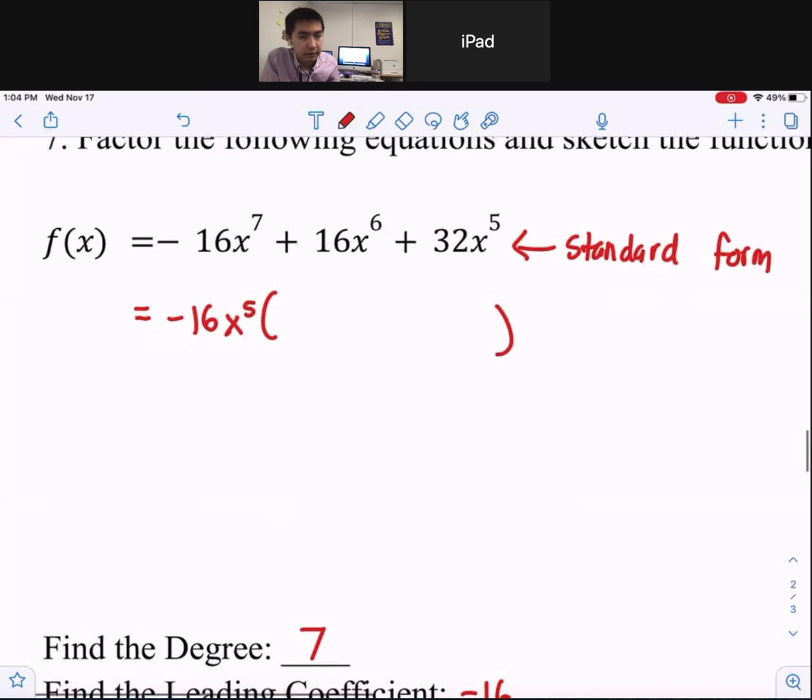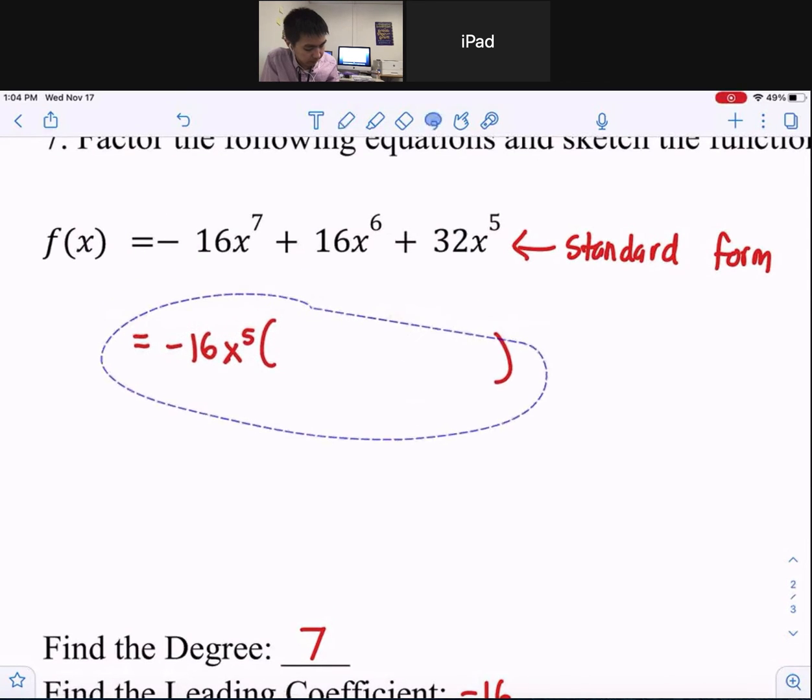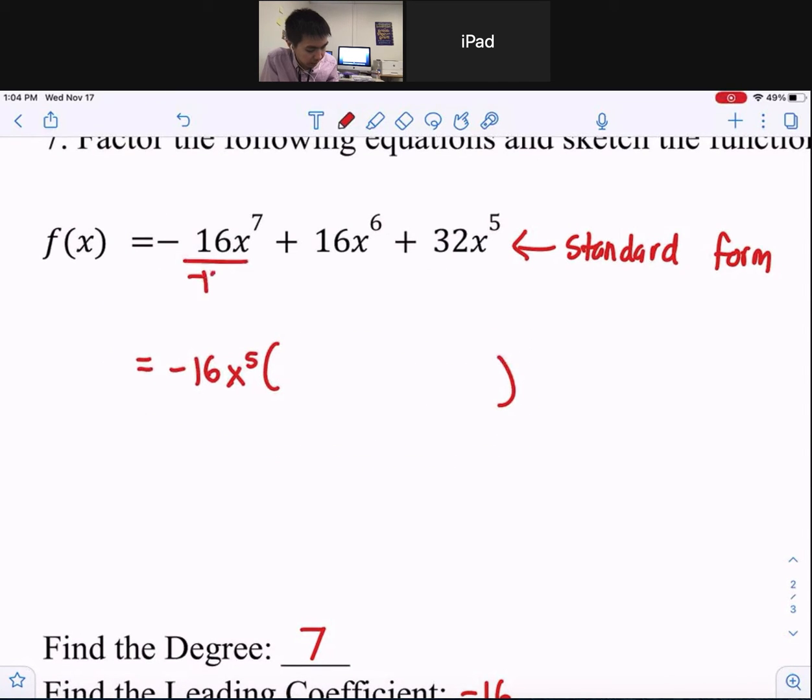So -16, I'll do it right here. If you divide all these by -16x to the 5th, what do you get left? Well, we're going to get a positive x to the 2nd, because a negative divided by a negative is a positive. 16 divided by -16, that's going to be -x. 32 divided by -16, that's -2.